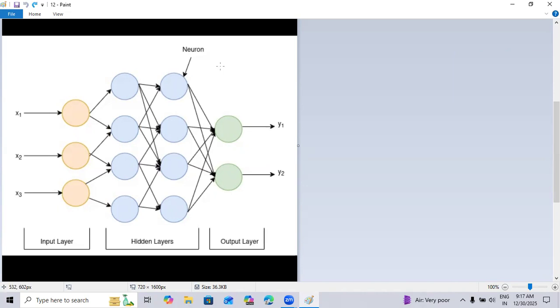So in traditional programming, we write rules manually. For example, if marks are greater than 35, then they pass.